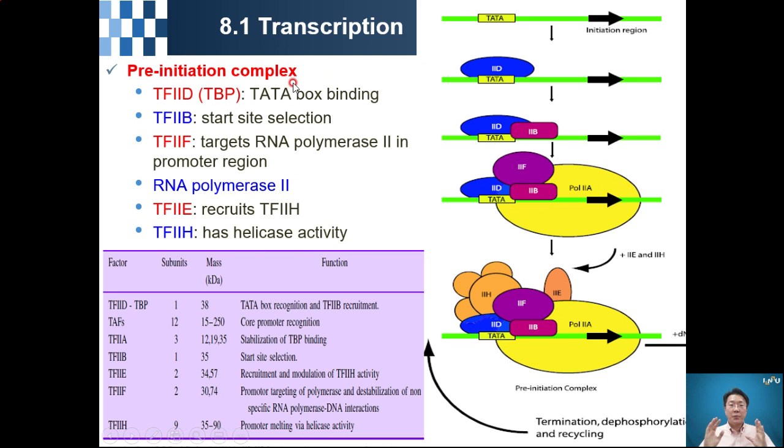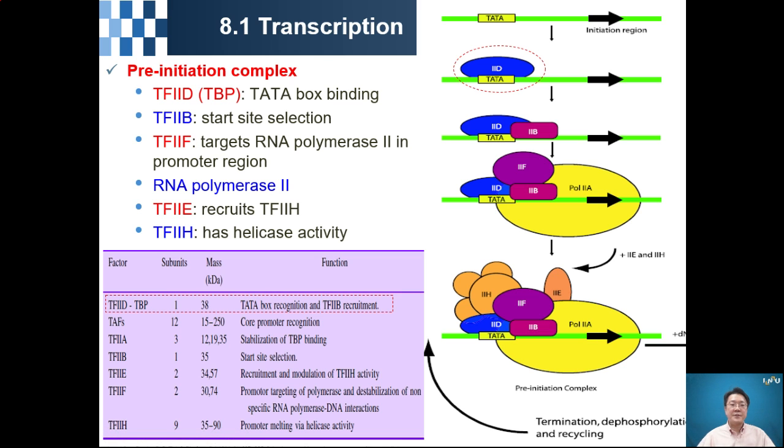Okay, so for transcription initiation, the pre-initiation complex should be made. The pre-initiation complex is composed of transcription factors 2D, 2B, 2F, RNA polymerase 2, and 2E and 2H. Each has a specific function. Let me start with transcription factor 2D.